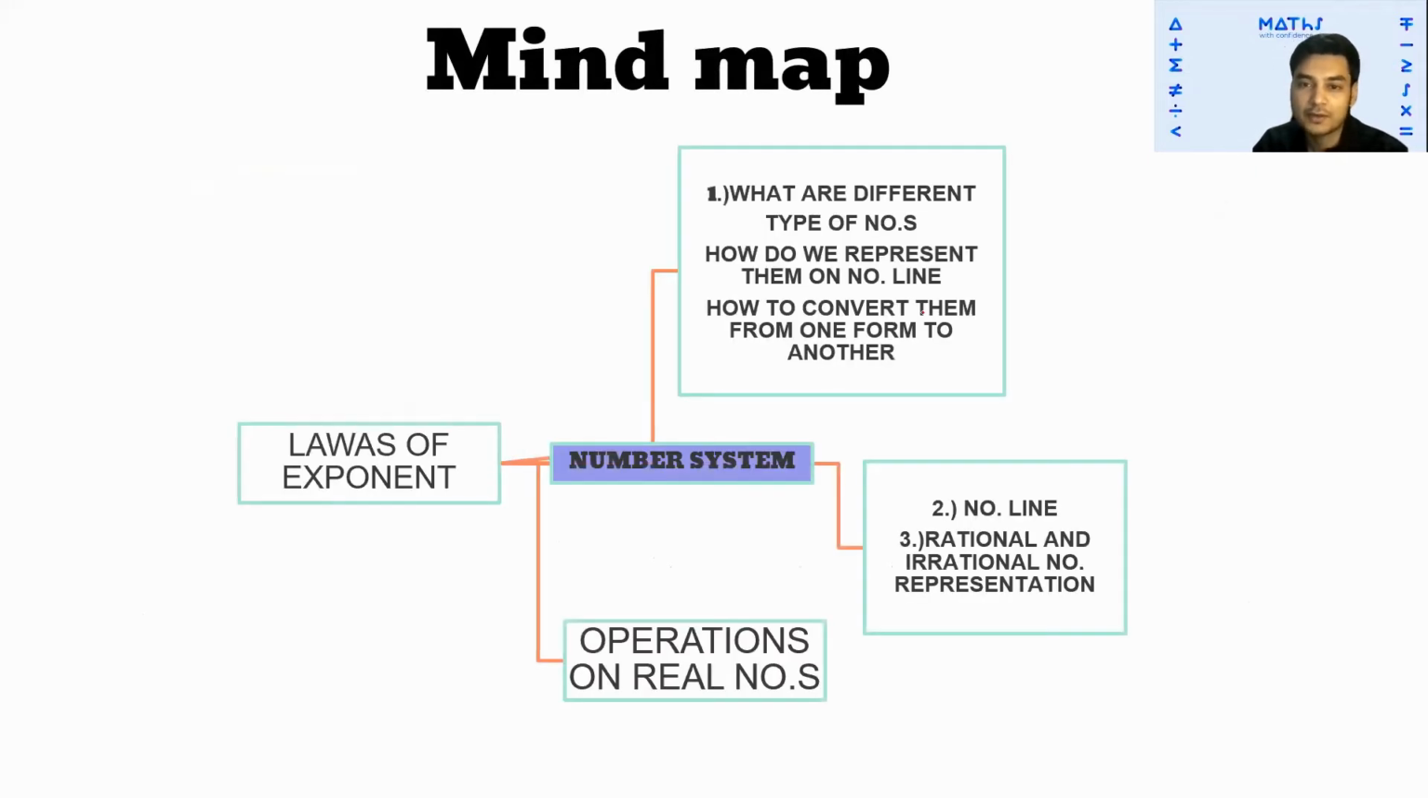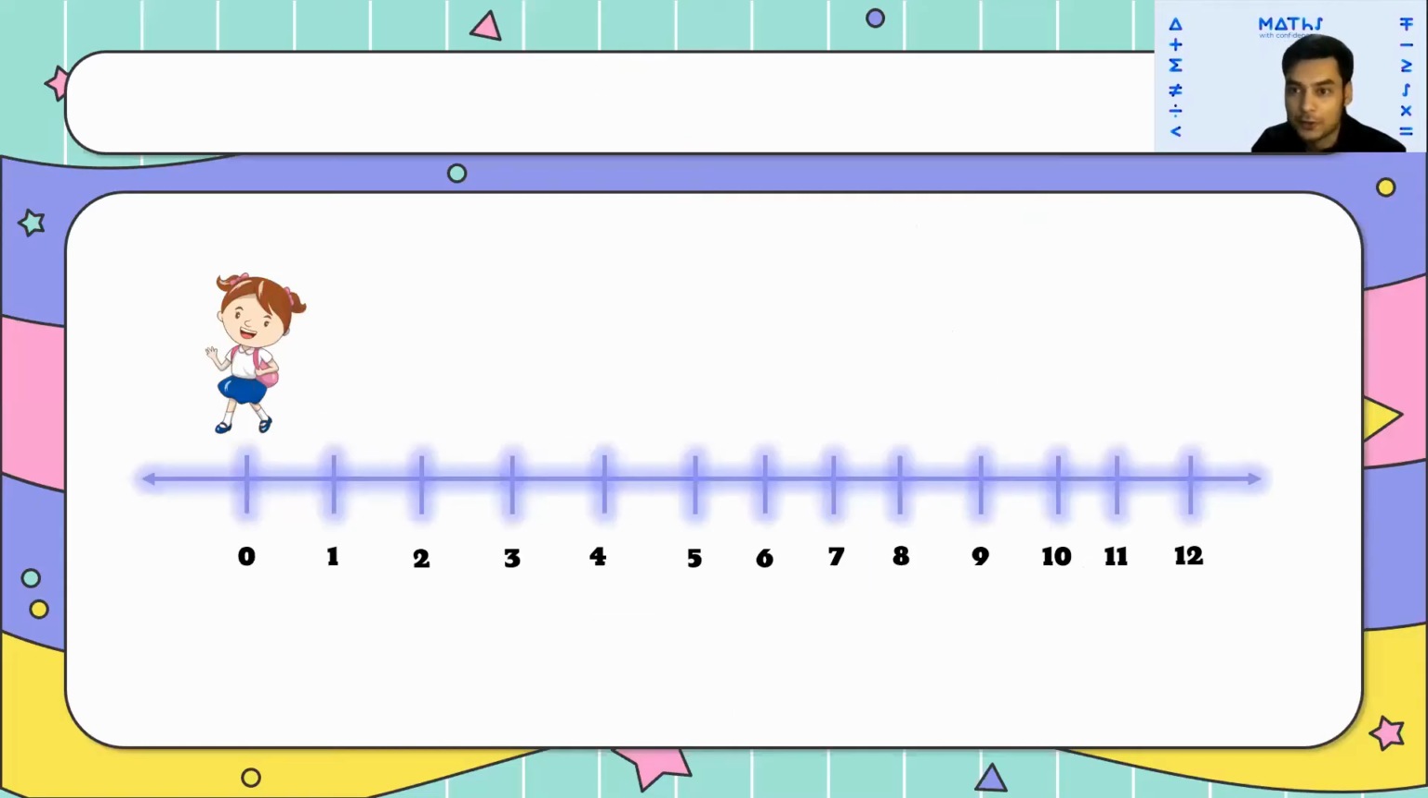So the first thing, I will give you a brief overview of this chapter through a mind map, right? What we are going to study here is what the different types of numbers are, and how we represent these numbers on the number line. Then we would be clearly seeing what rational numbers and irrational numbers are, and we would be converting one form into another, like how irrational numbers are converted into rational numbers. And then we would be seeing some operations on real numbers, and at the end, laws of exponents would be taught to you, right?